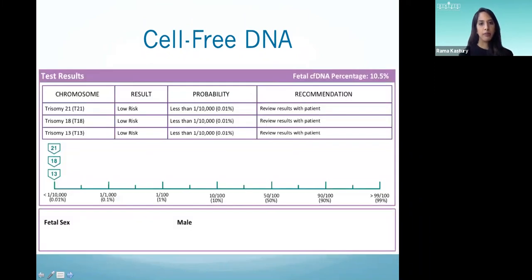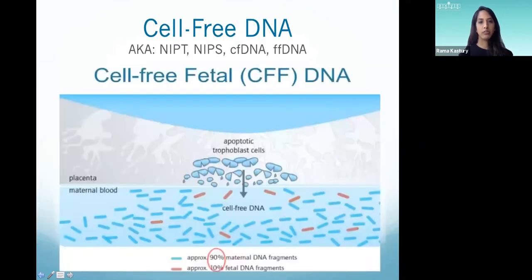And then, by the way, I just wanted to go over terminology real quick. Cell-free DNA is called many different things at many different centers. Some people call it cell-free DNA, some people call it NIPT, which is non-invasive prenatal genetic testing, or non-invasive prenatal screening, NIPS, cfDNA, or free fetal DNA. Those are all just different terms for the same exact thing.